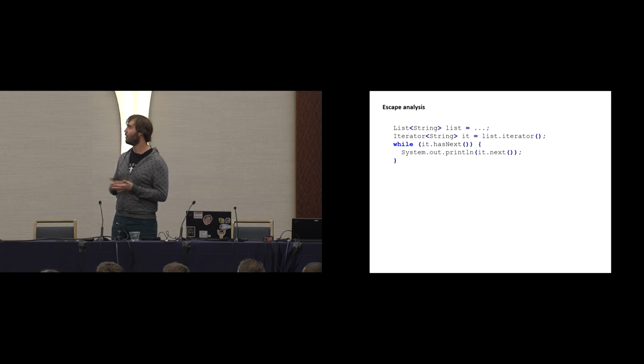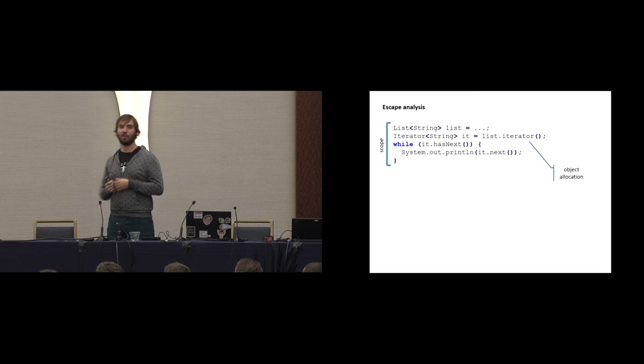So how can we do that? We could, of course, do the old form of iteration. We could just iterate over an index and avoid the allocation. However, escape analysis helps us to avoid this. If the JVM can determine that an object will not live very long, it can often say, okay, then I won't allocate it in the first place.